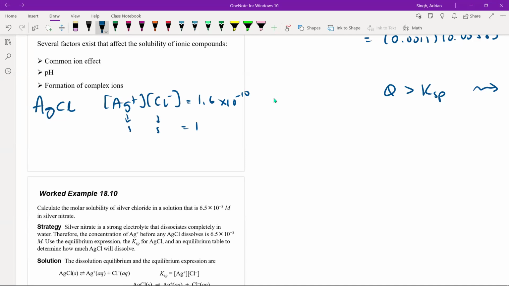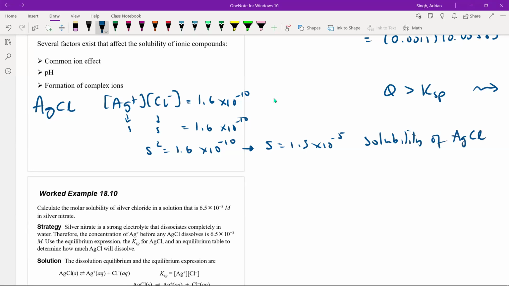So this means our s squared is 1.6 times 10 to the minus 10, which means then that s is 1.3 times 10 to the minus 5 molar. And that is the solubility of AgCl. These are the things we talked about in the previous section. So s still represents the concentration of the Cl-, for example, and the Ag+, and it's also the solubility of AgCl.